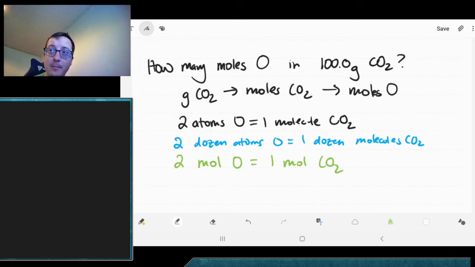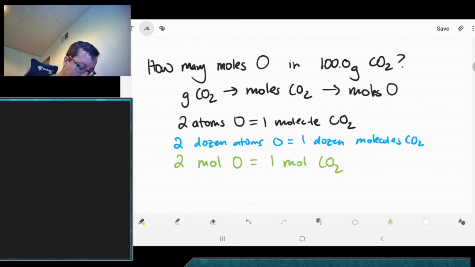So, again, it might seem scary, but honestly, it's exactly the same as dozen. It's just a more complicated number. That's it. But it's just a number. Nothing scary about a number. Let's go ahead and do this problem then.